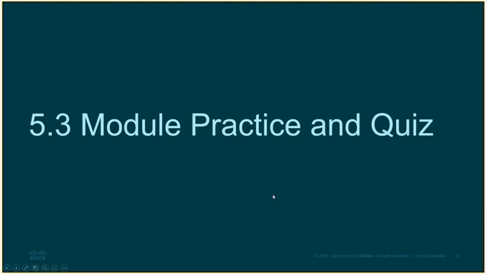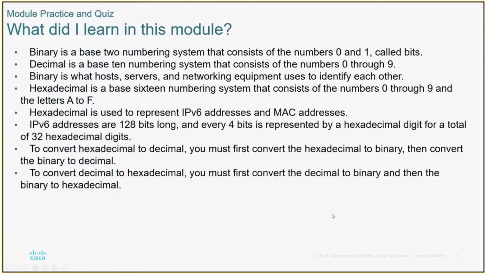So that's the end of the chapter, not a big chapter. Binary is a base 2 numbering system that consists of the numbers 0 and 1. We call them bits, which is short for binary digits. Decimal is a base 10 numbering system that consists of the numbers 0 through to 9. Binary is what host servers and networking equipment use to identify each other. Hexadecimal is a base 16 numbering system that consists of numbers 0 through to 9 and A through to F. Hexadecimal is used to represent IPv6 addresses and MAC addresses.